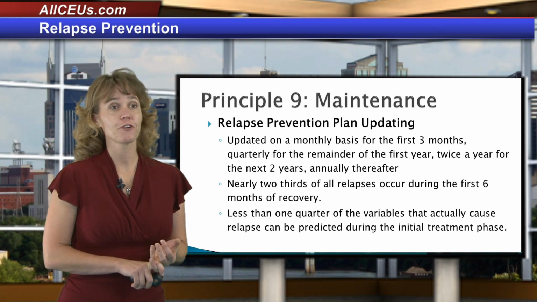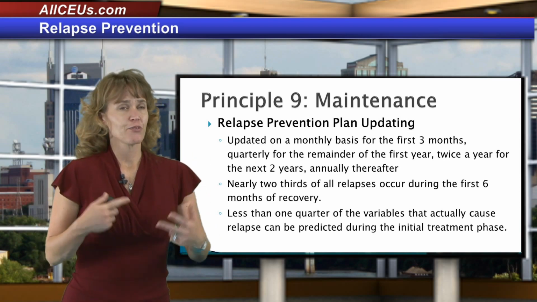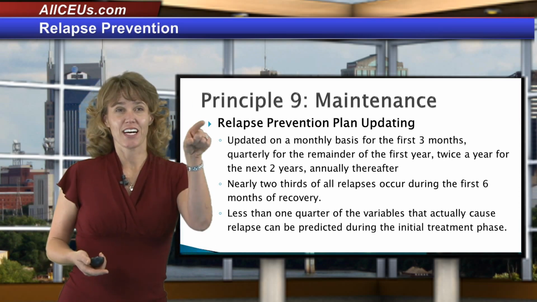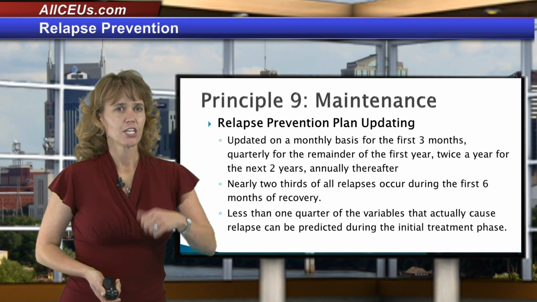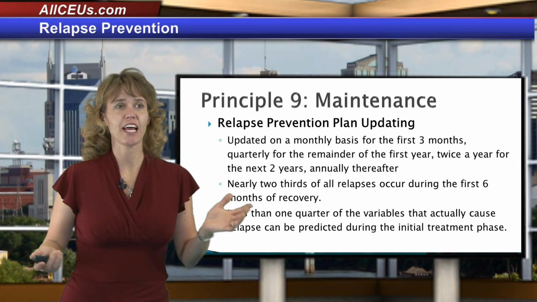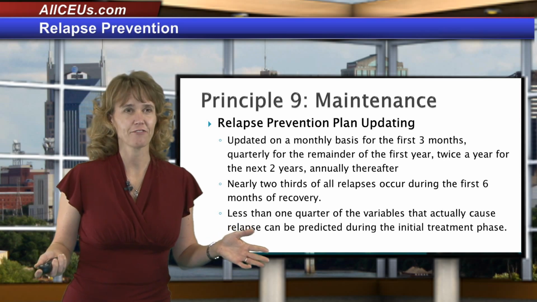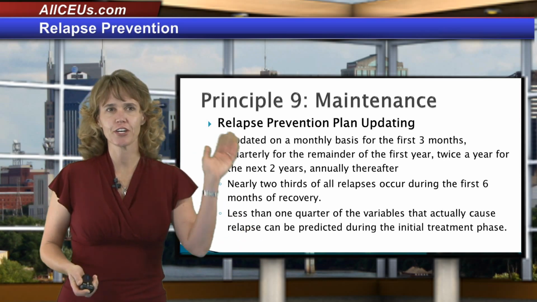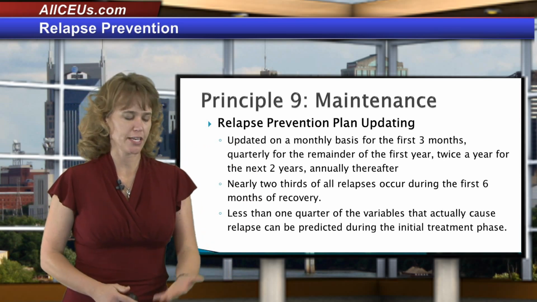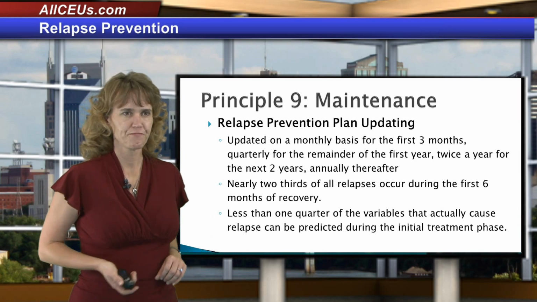Quarterly for the remainder of the first year. Again, you're still dealing with life as it comes at you and going, oh, I forgot to put something in there on how to deal with this. Twice a year for the next 2 years, and annually thereafter. Yep, I said thereafter. So if you've got 20 years of sobriety, annually you're still going over that relapse prevention plan and going, yep, I'm eating right, I'm exercising, I'm doing this, I'm doing that.